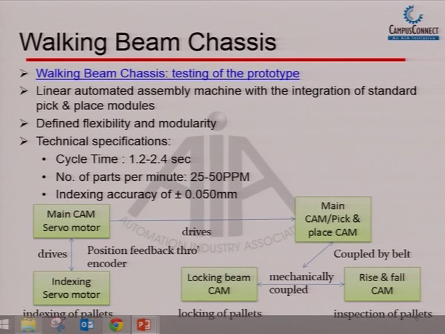Okay. Now, this is something that Titan has designed, a walking beam chassis. Okay, walking, you know what is walking? Beam here stands for a structure. Any structure we call a beam. In our factory we use aluminium beams and all those, so that's called a beam. Beam is not a light beam.